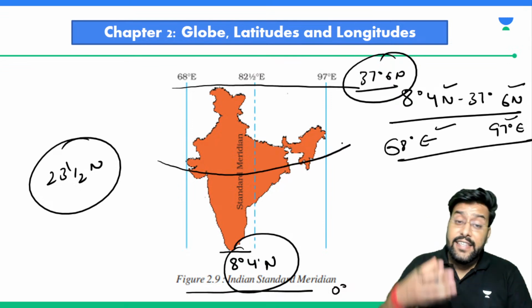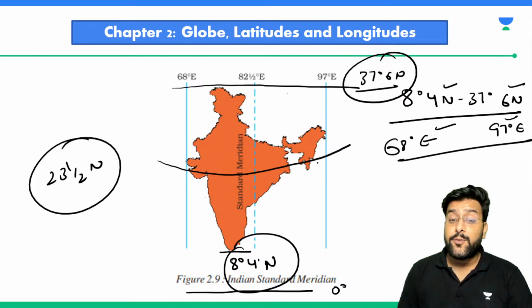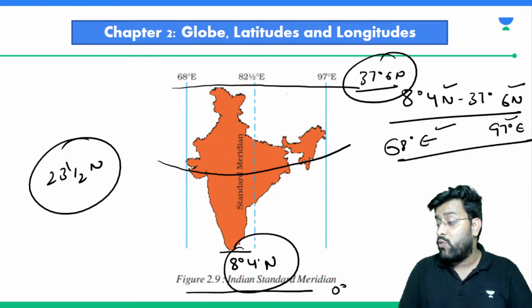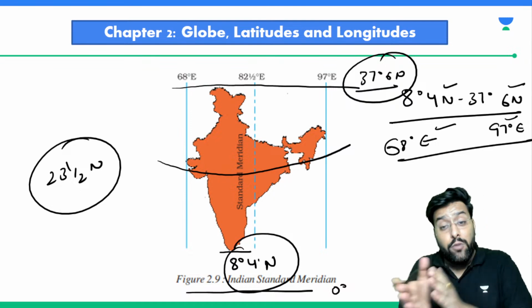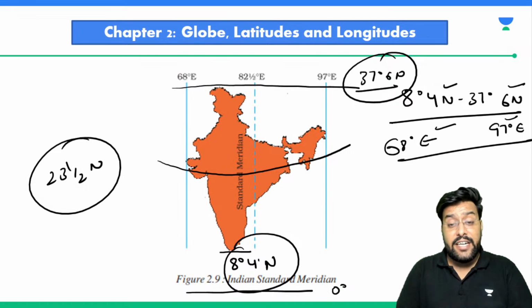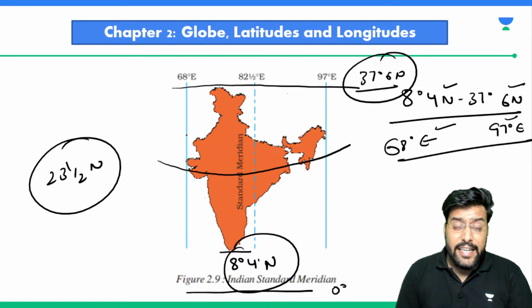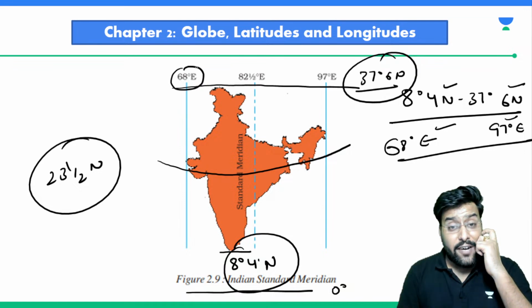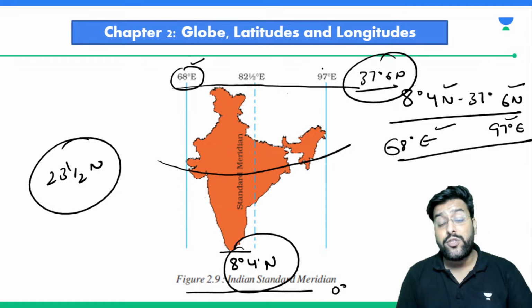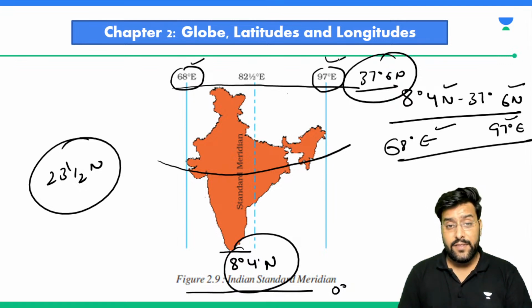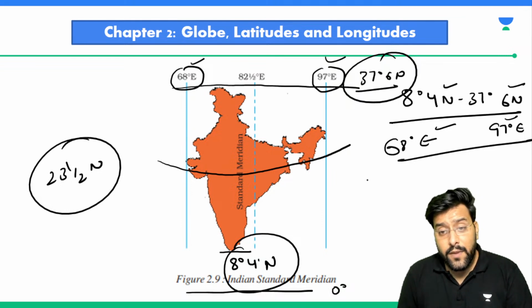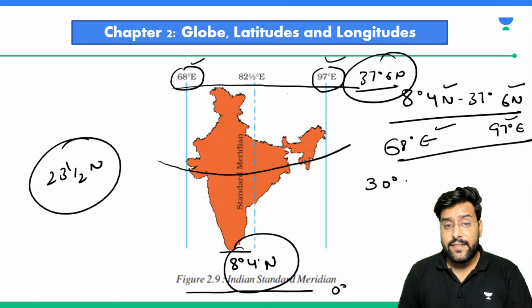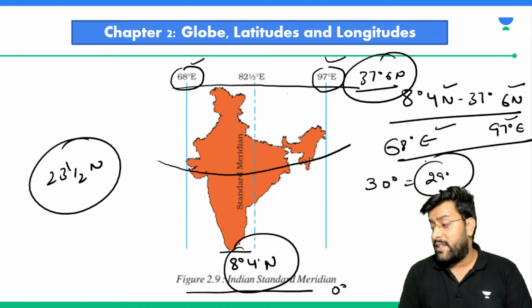So we understand that Tropic of Cancer passes through India and divides India into almost two halves. Not exactly two halves, but almost two halves. Simultaneously, we had the longitudinal extent also. The western part of India was at 68 degree east and the easternmost part was at 97 degree east. So roughly we had a difference of 30 degrees or almost 29 degrees between eastern and western extent.